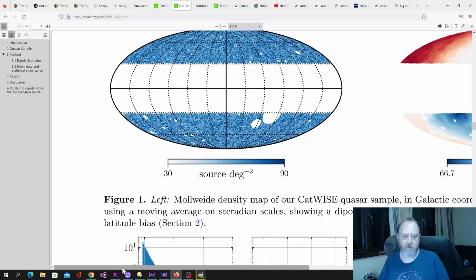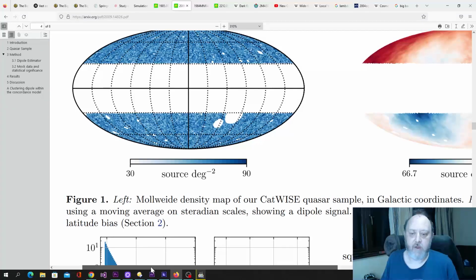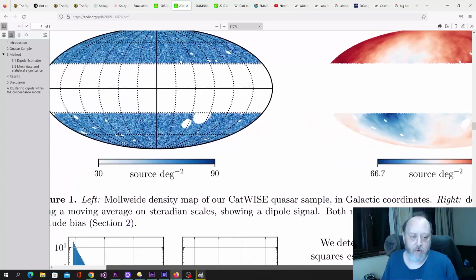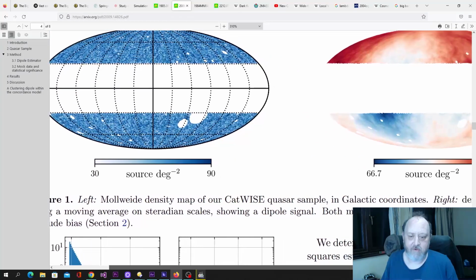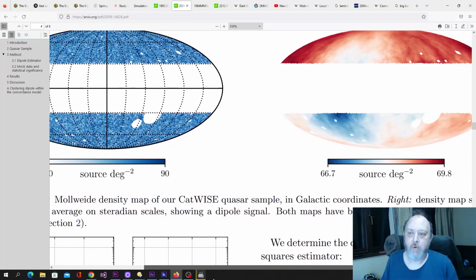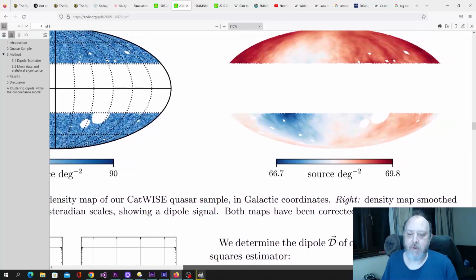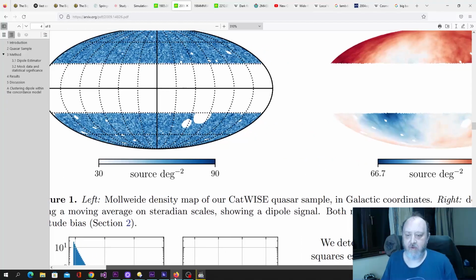So that's what the dataset is. Mollweide density map of our CatWISE quasar sample in galactic coordinates. Density map smoothed using a moving average on Stirling scales, showing a dipole signal. Both maps have been corrected for the residual ecliptic latitude bias.